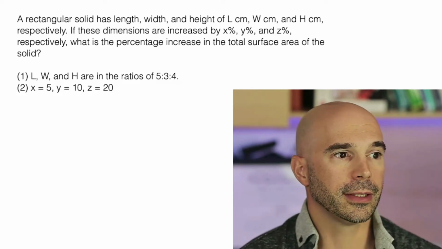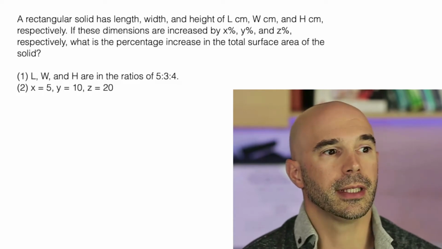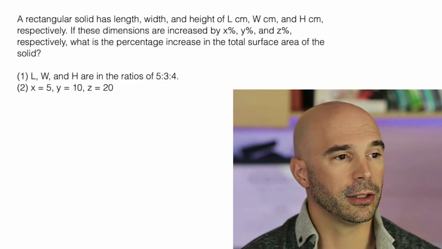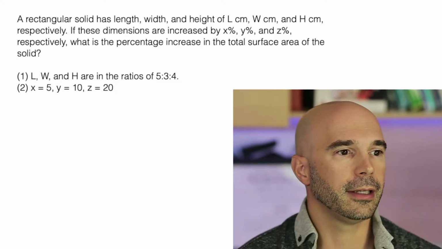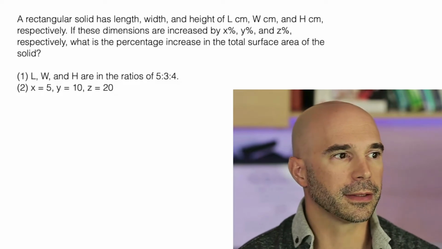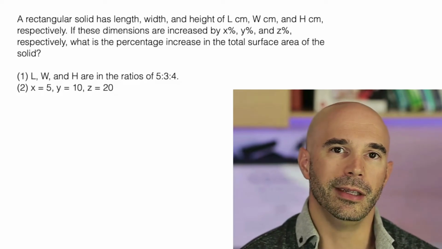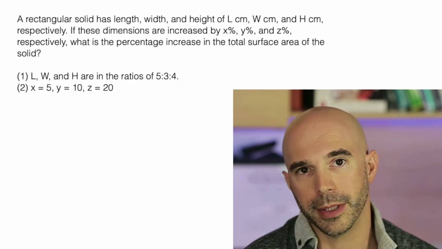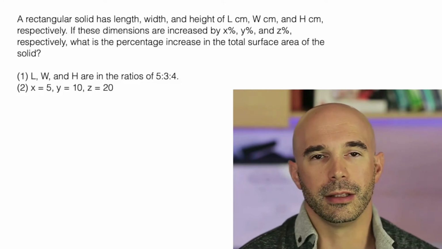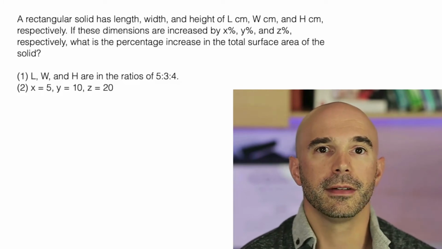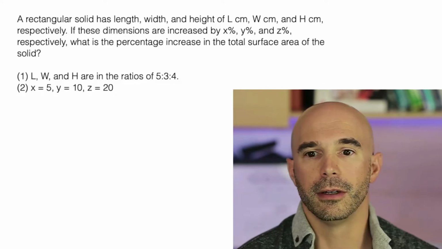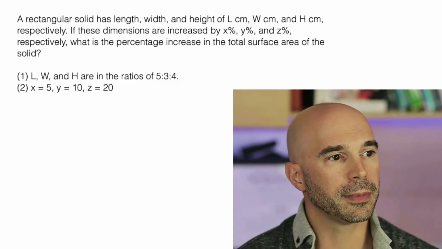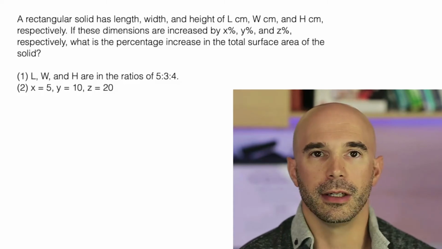If these dimensions are increased by X%, Y%, and Z% respectively, so there I pause again and think to myself, it looks like each of the dimensions of this rectangular solid is increasing by a different percent. I don't know for sure that X, Y, and Z are all different, but if they are, then we're getting different change factors for each of these dimensions. They're each getting multiplied by a different thing. And they want to know what is the percentage increase in the total surface area of the solid.